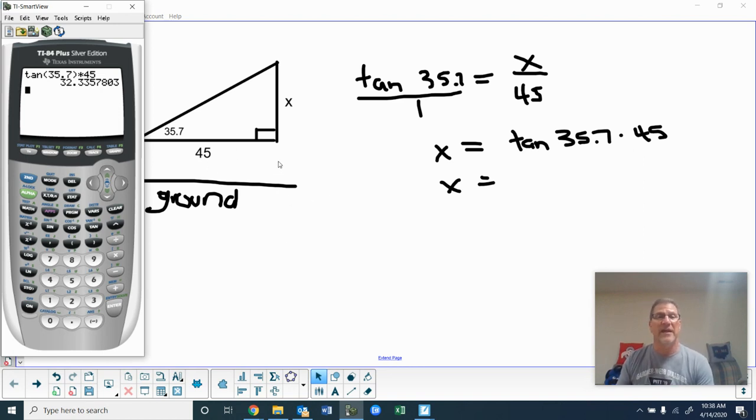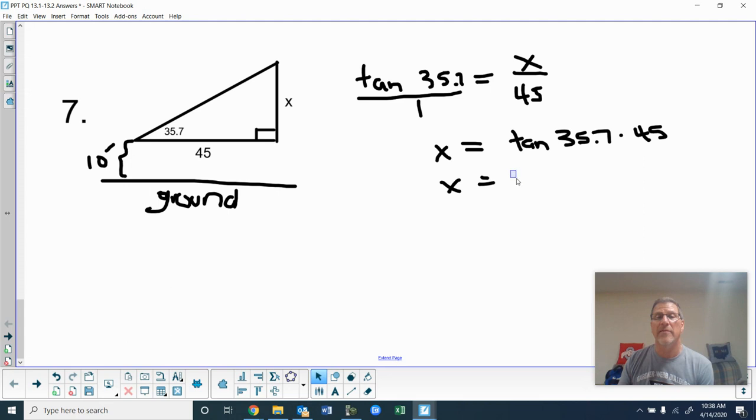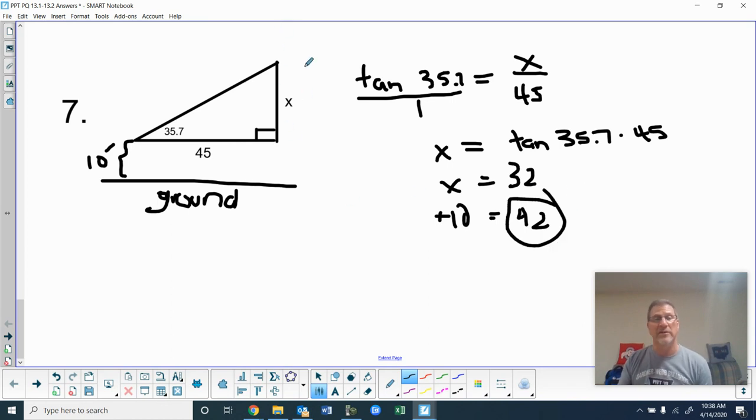But remember, it said in the beginning of the problem that his eye level was 10 feet above the ground. So remember, the building goes to the ground. So the x was the 32, but I have to add the 10. That came out to 32, but then I have to add the 10 to get the right answer. So don't forget that part. So the building's 42 feet high. It's not a very good 4, but you guys can see that.